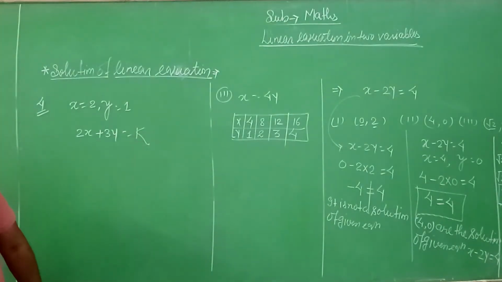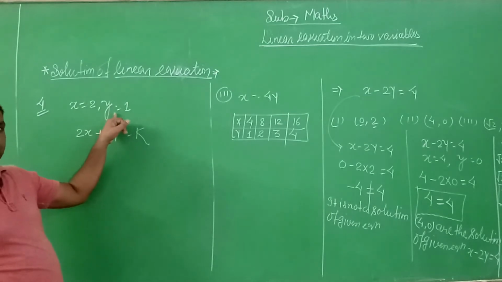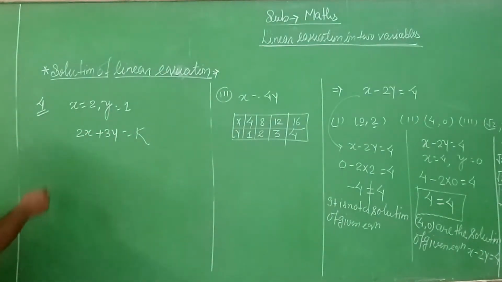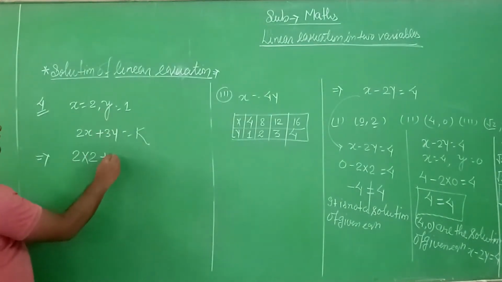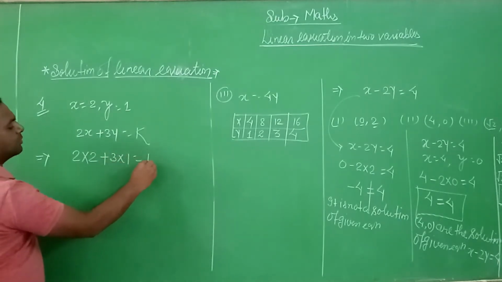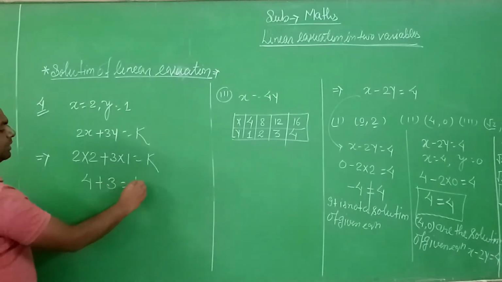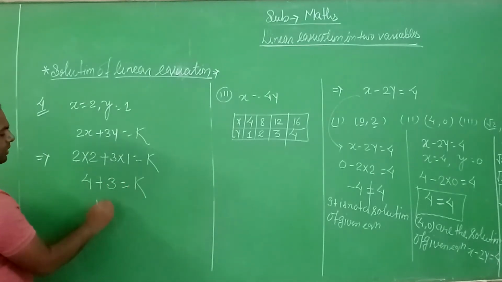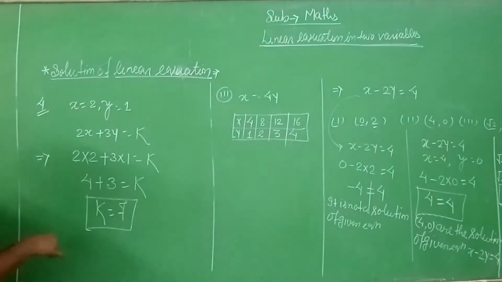Here some values of x and y are given. The value of x is equal to 2, and the value of y is equal to 1. You put in the values of x and y. Putting x is equal to 2 gives 2 into 2 plus 3 into 1 is equal to k. So 2 twos are 4, plus 3 is equal to k. So k is equal to 4 plus 3, which is 7. Then you can see the value of constant k is equal to 7.